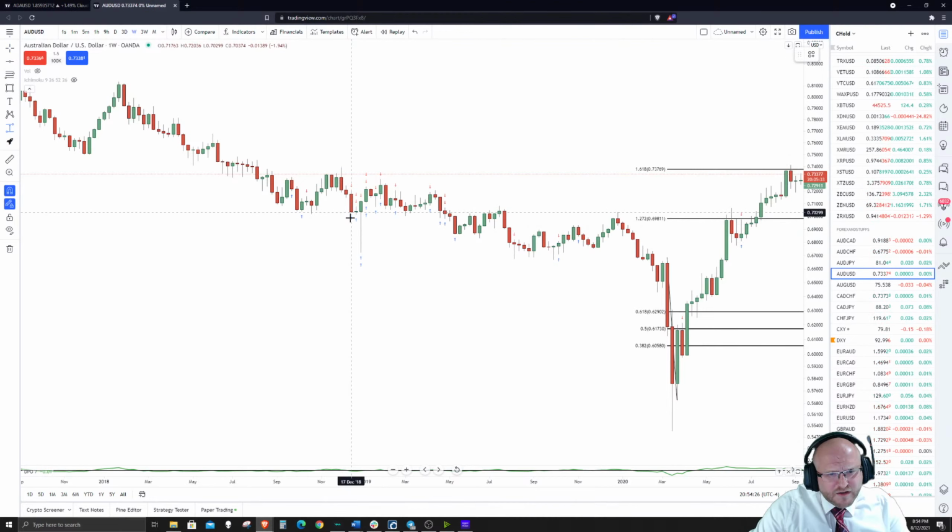Now, foreign currencies you measure in pips because price doesn't move that much. That's 186 pips. That's 173. 204.